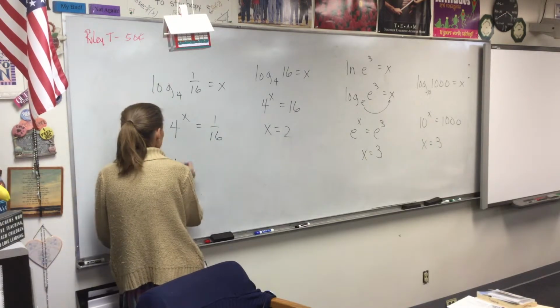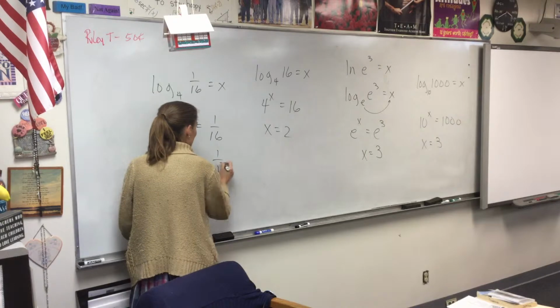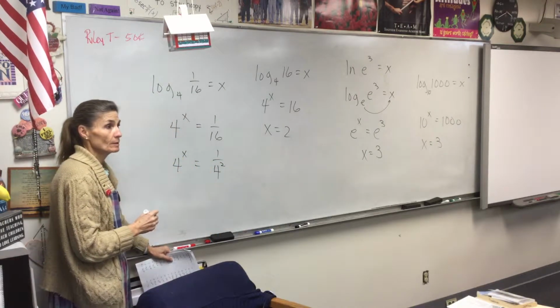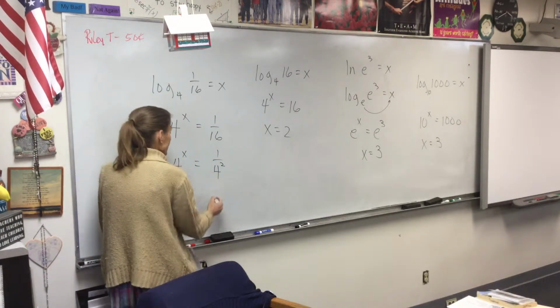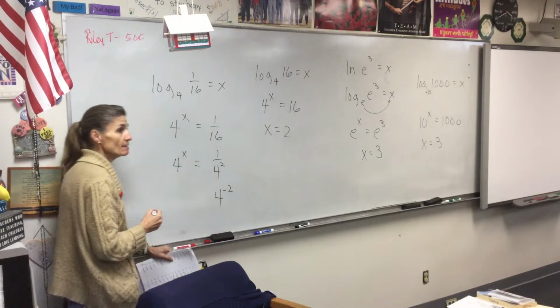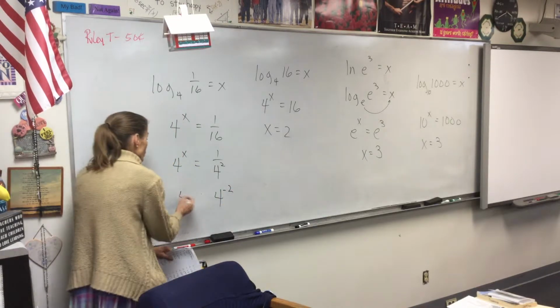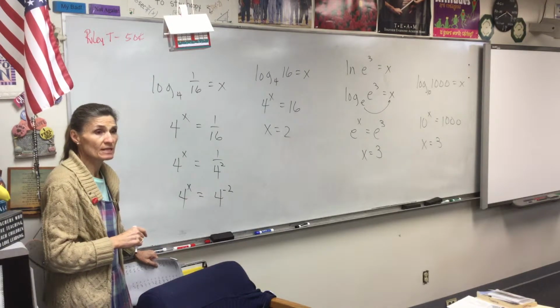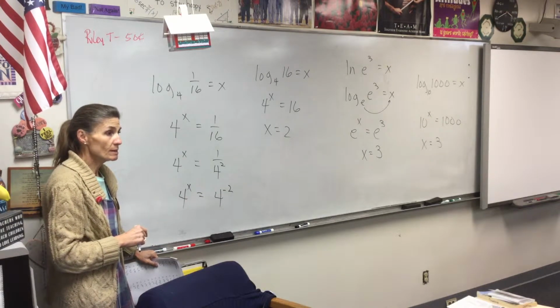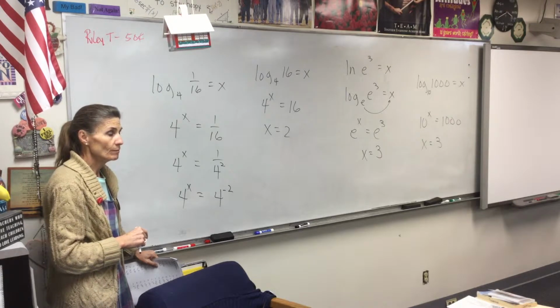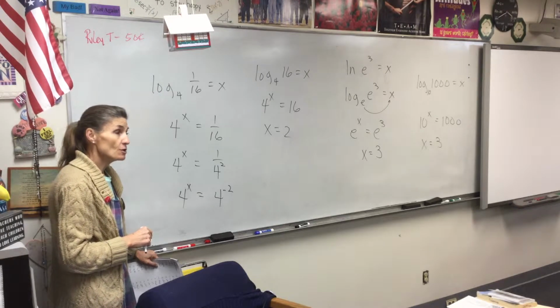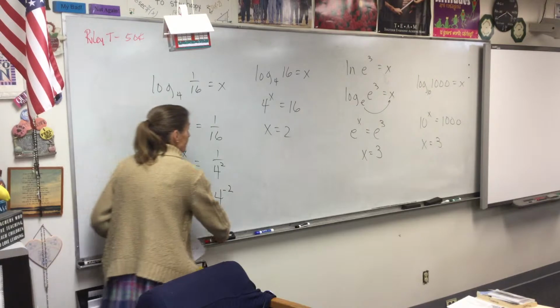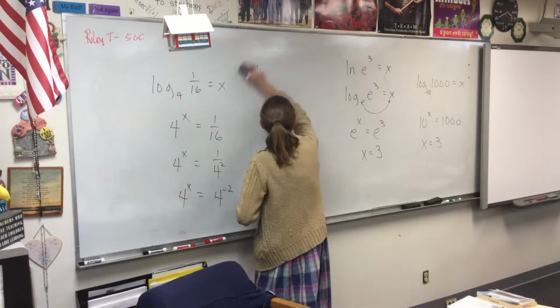So this is 1/4 squared, right? Isn't that the same as 4 to the -2nd? So you're saying 4 to what power is the same as 4 to the -2nd? That would be -2. You do have to do some thinking with these guys. Some of them are a little bit tricky, for sure.